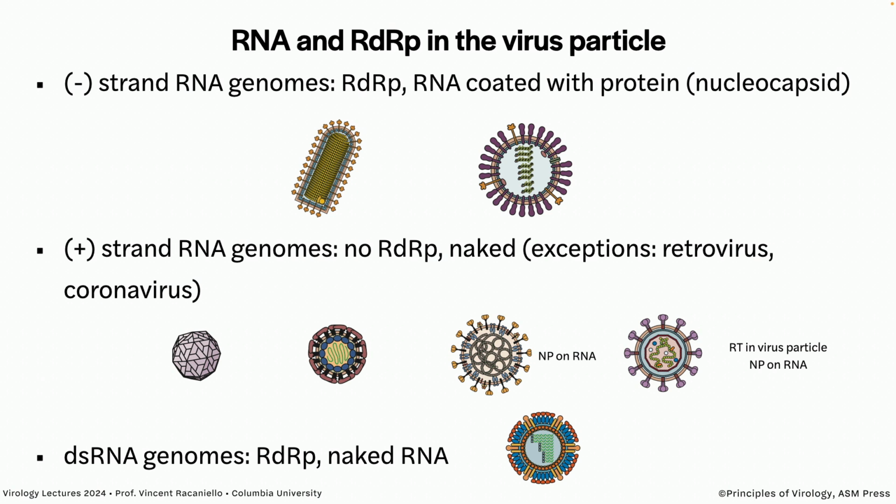And again, for the double-stranded RNA genomes, the RNA is naked, there's no protein on it, but there is a polymerase in the particle because if a double-stranded RNA gets into a cell, it sounds like a joke, right? If a double-stranded RNA gets into a cell, it's not translatable because the plus RNA in the double strand is blocked by the negative strand.